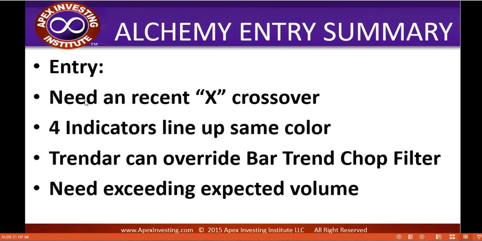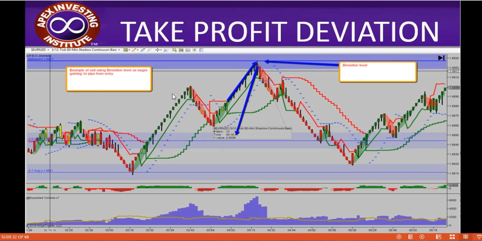The X or crossover does not have to be on that same bar. It could have happened a few bars earlier. You'll even see times where the volatile trend line will cross over the trend flip, but it might still be a different color. So you're waiting for those to line up. As long as you've had a recent X crossover, all those colors line up, trend-R can override the bar trend chop filter, and you need expected volume.